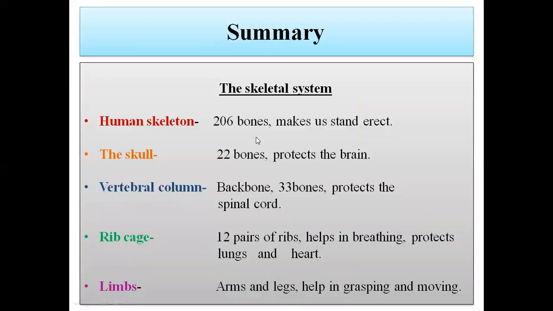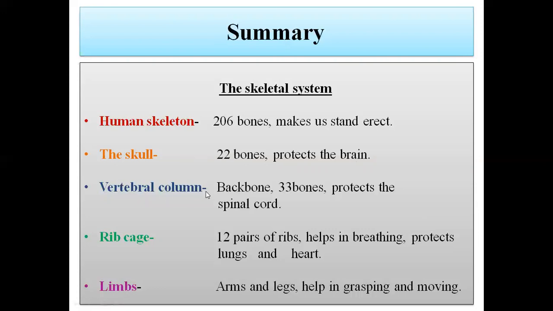So children, today we saw the human skeletal system. We came to know that there are 206 bones and this makes us stand erect. It forms a bony framework which gives our body support. Next one is the skull, which is the hardest and most important structure, and it consists of 22 bones. It protects the brain. And we saw, children, our lower jaw is movable so that we can talk and we can eat our food.